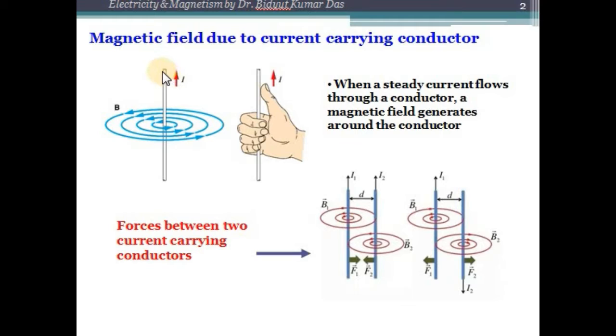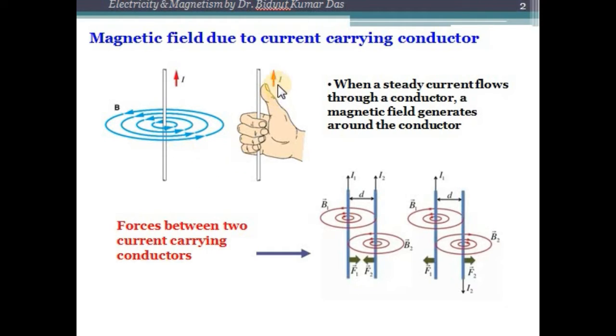For example, suppose this is a conductor and the current is flowing in the upward direction. When current flows in this direction, a magnetic field will be produced circling around this conductor, either in a clockwise or anti-clockwise direction. It totally depends on the direction of the current. You can find out the direction of this magnetic field by the right hand rule.